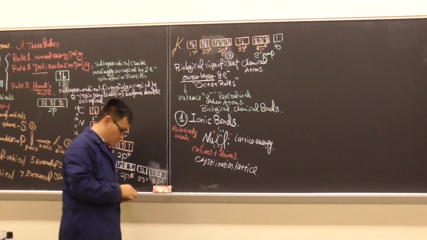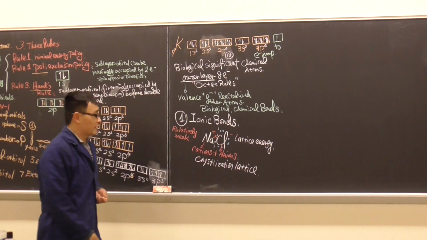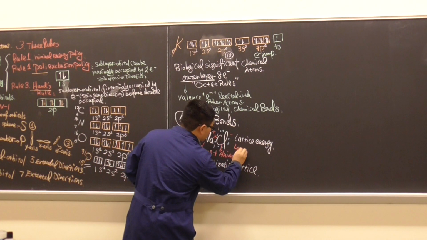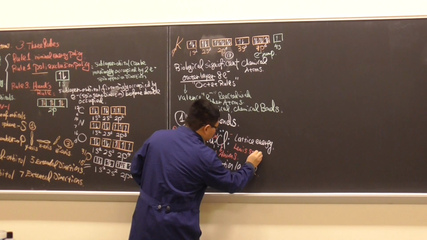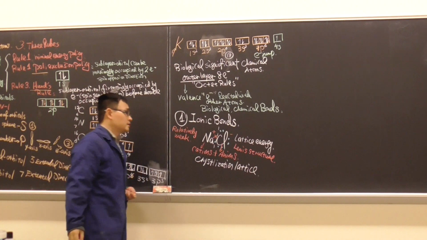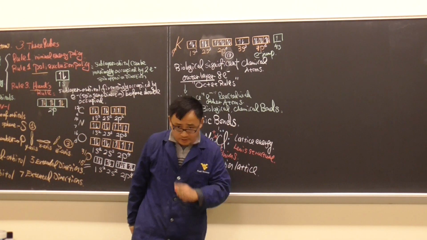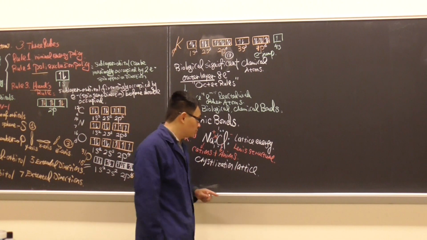The electron is right here, and this is donate 1. And this whole thing, we call it Lewis structure. So that's ionic bonds. Now, I'll give you an example later on for ionic bonds. It is important. It is really important.